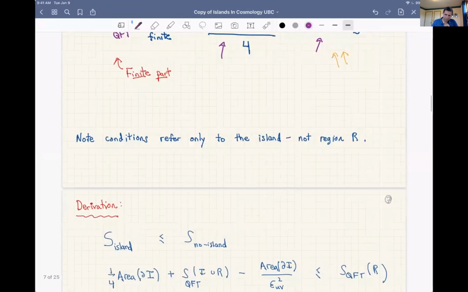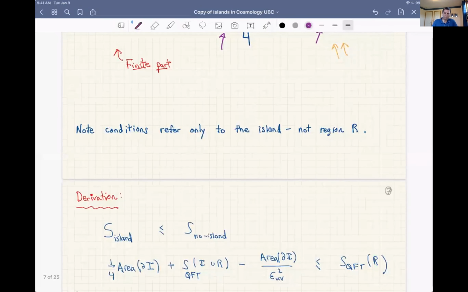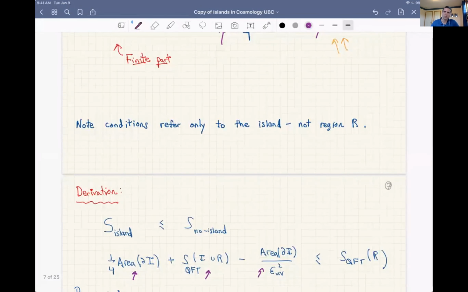If you compare these two calculations, the island entropy has an area term from the area of the island. It has a quantum field theory term of I union R. I didn't write this term earlier, but I should have, to be careful here. What this term does is subtract off the UV divergence in the quantum field theory. Usually the way we think about this is that this UV divergence is absorbed into the renormalization of Newton's constant in the area term. So when we combine all three terms here, we get something finite, because the renormalization of the first term cancels against the UV divergences in the QFT. On the right-hand side is just the no island calculation of the entropy.